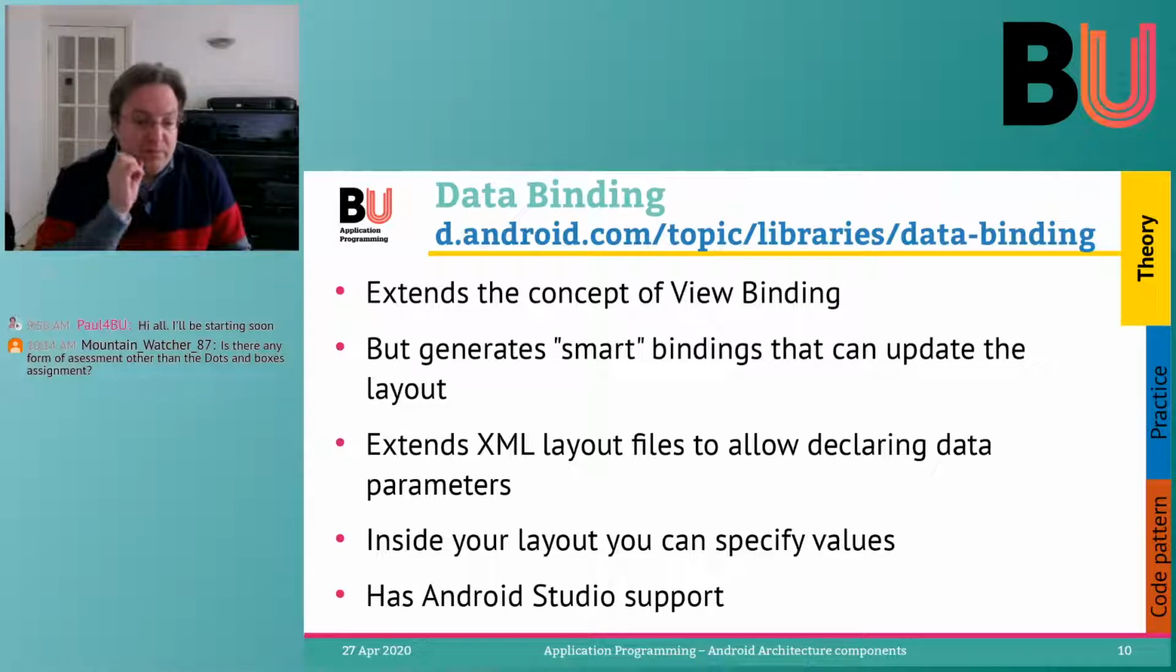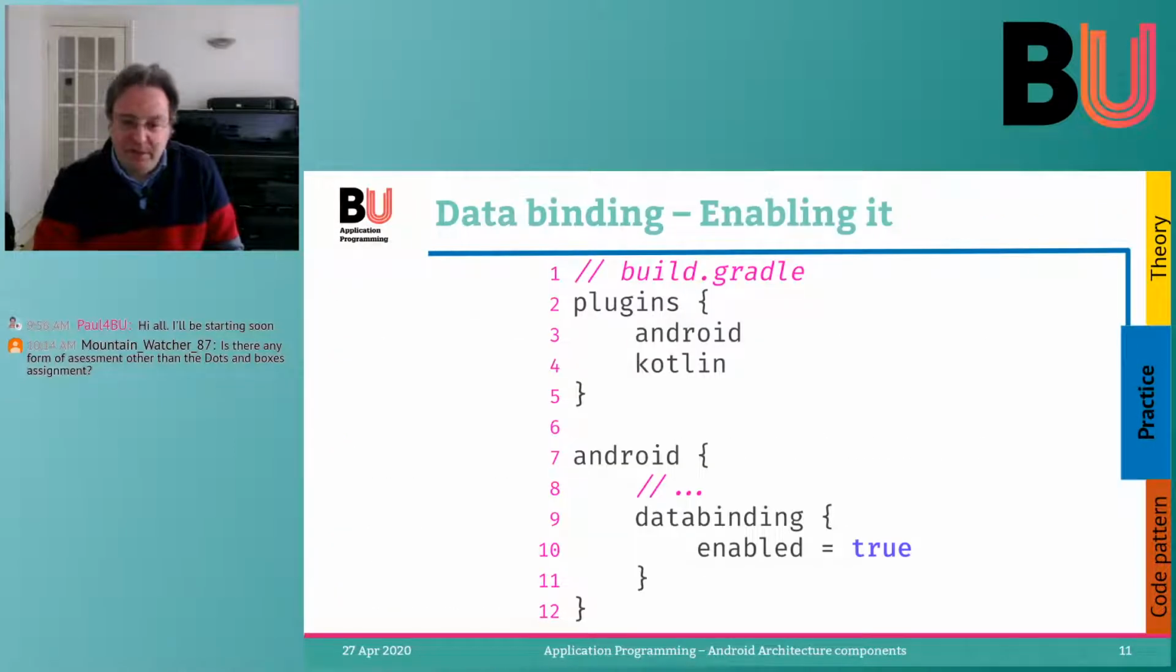So basically, what does data binding do? It extends the layout language, the XML layout, and you can then declare data parameters. I will have some examples later. In there you can specify values. And of course, Android Studio supports this properly, so you get code completion, all that stuff that you expect. Enabling it is very similar to view binding, except in this case we say data binding is enabled rather than view binding. Okay, let's see.